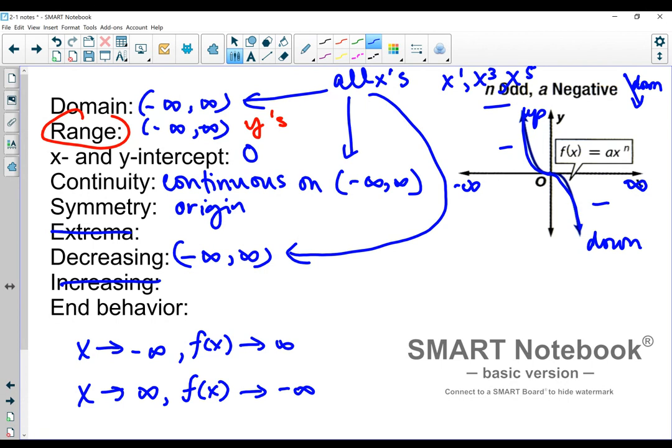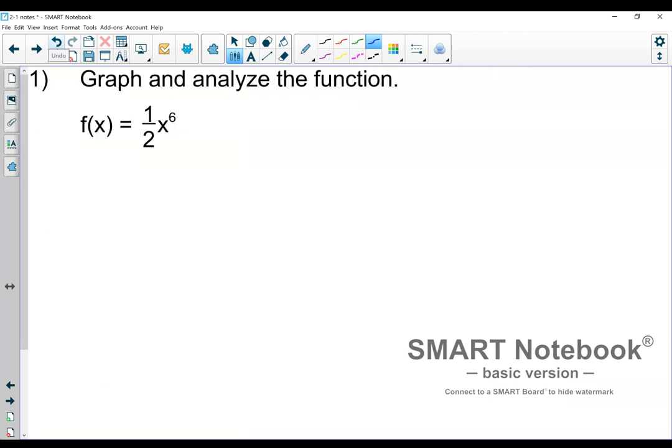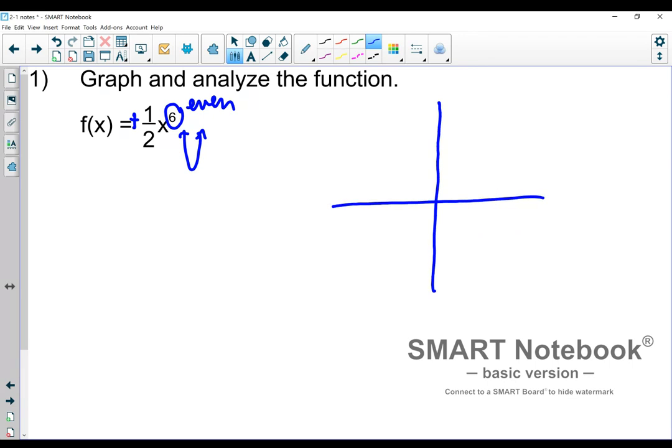So now we're going to go ahead and try graphing a couple functions. First one, y equals 1/2 x to the 6th power. So I have a positive 1/2. This is an even power, so I know I'm going to have some kind of a parabola-like shape. And we know it's going to be at 0, 0. We are just looking for a quick sketch. That's what we want here. So I may make a quick table.